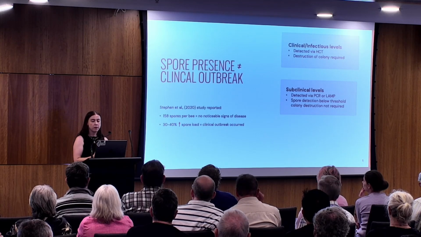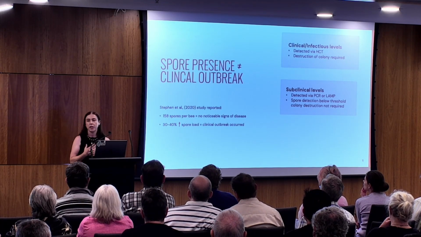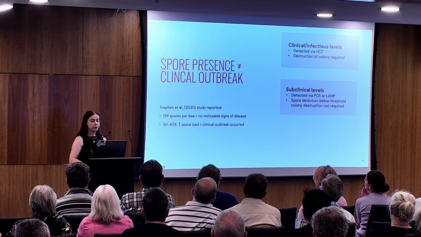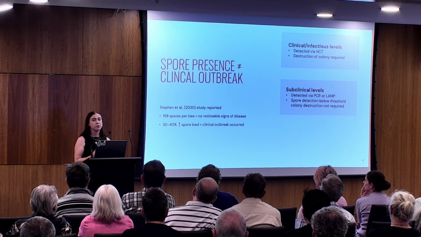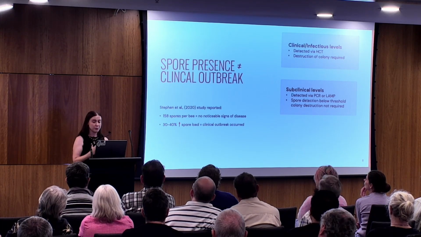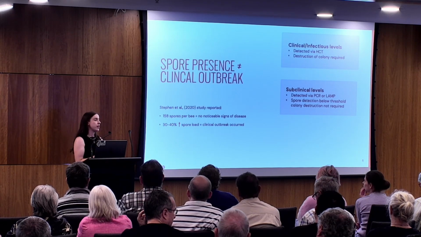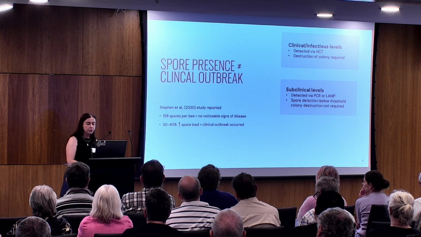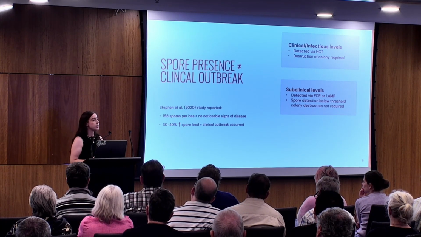This is something I really want to emphasize to you all, is that spore presence within the hive does not necessarily equal clinical outbreak. One study has actually shown that hives with no noticeable signs of disease can actually still contain around 158 spores per bee. If we just put that into context for a second, that is a lot of spores. However, this same study found that with even a small increase of about 30 to 40%, a clinical outbreak of AFB occurred.